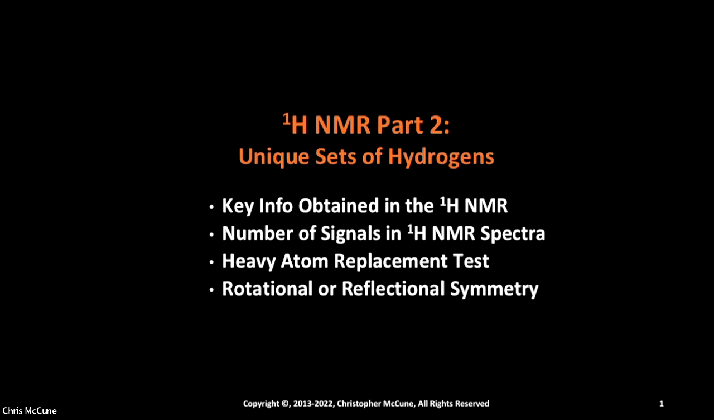I'll go over a heavy atom replacement test. I like to call it the deuterium replacement. And then also you can determine how many or the types of protons available in a structure based on rotational or reflectional symmetry, on whether or not they're going to be NMR equivalent or not. So any proton that is similar to another by rotation or reflection is NMR equivalent to that other proton.